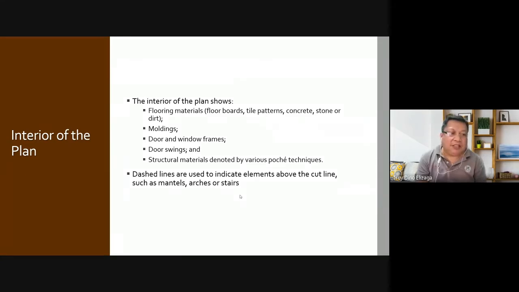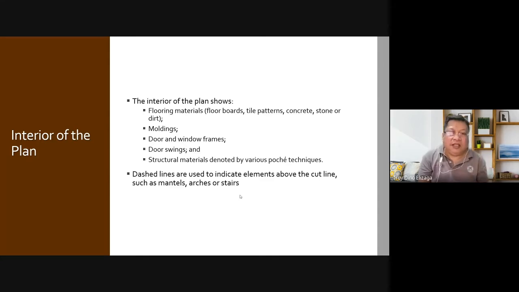But this actually differs according to culture, because in Japan, they always represent doors and windows in the closed position. So it was really strange when I was told about that. When we were making our exercise, our instructors were looking at our work and then pointed to me, saying, hey, I noticed in the Philippines they do this. This is open, so with the door swing. And so they told us that, okay, in Japan, if you get to work in Japan, it's closed. No? Dashed lines are used to indicate elements above the cut line, such as mantles, arches, or stairs.